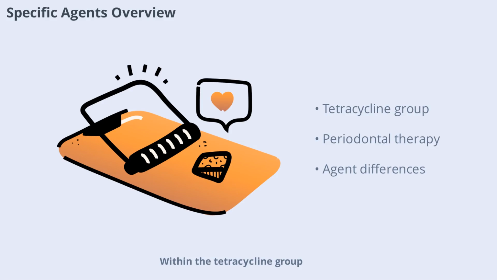Within the tetracycline group, several agents are commonly used in periodontal therapy: tetracycline, minocycline, and doxycycline. Each has unique properties, dosages, and side effect profiles. Understanding these differences helps tailor treatment to individual patient needs.